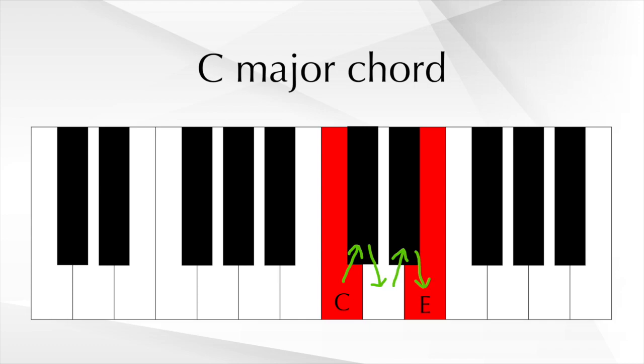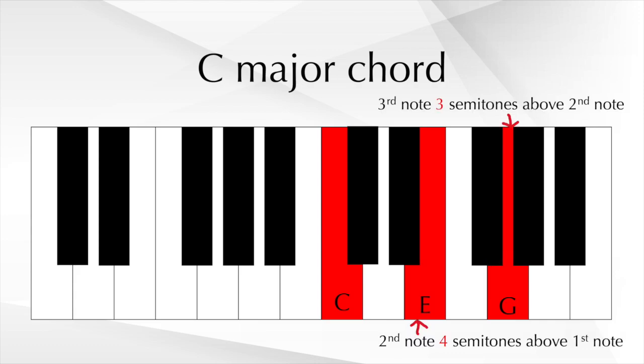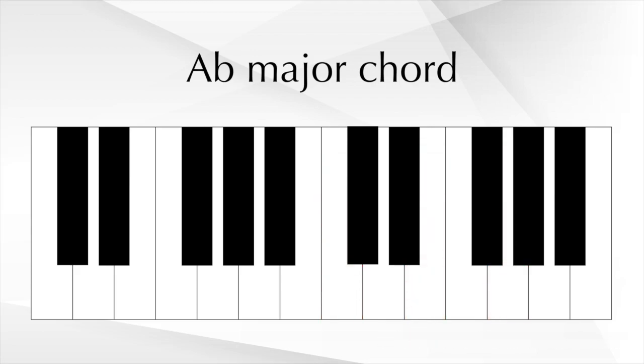The third note is in turn 3 semitones higher than the second note. We thus move 1, 2, 3 semitones up, and we land on G, which is the third note of the C major chord. As such, the C major chord consists of the three notes C, E, and G. The second note E being 4 semitones higher than the first note, and the third note G being 3 semitones above the second note. This method works for all major chords, regardless of whichever note the major chord starts in.